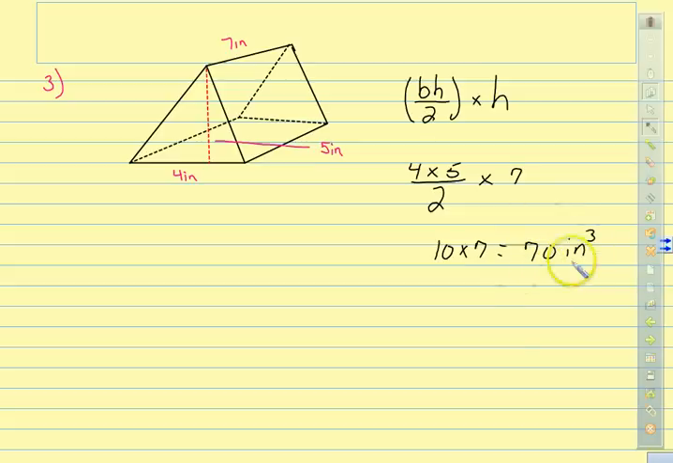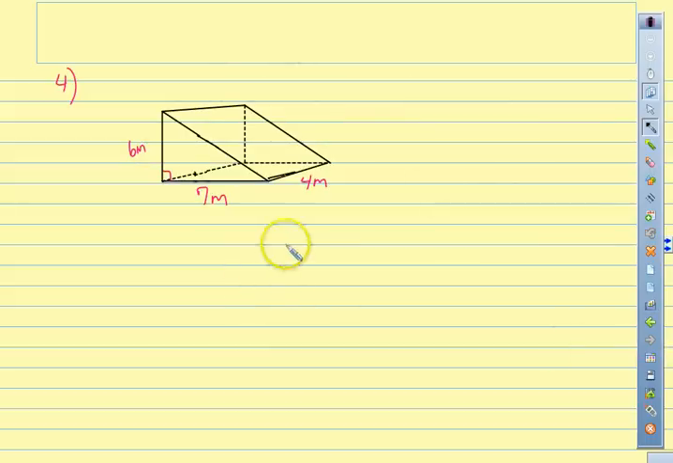Go ahead and check your answer. If you have questions, go back and see where you missed out. Maybe it was here with the 7, thinking that the height was still 5, so be careful with that. And let's try one more. I'll let you go ahead and solve this.